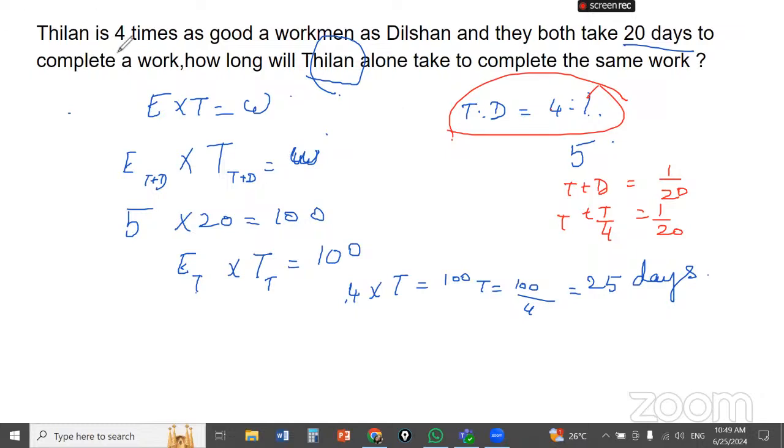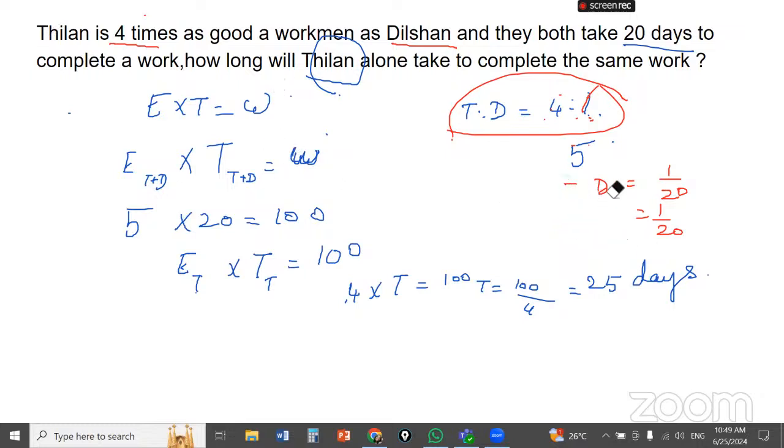See, first we need to take this: Thilan is 4 times as good as. So 4 times means if Dilshan is 1, Thilan is 4 times efficient. So that is why the ratio is 4:1. 4:1 ratio means the total efficiency is 5. That's the meaning. 4 plus 1, 5. That is the total efficiency. I'm just using the formula, nothing I'm doing here.